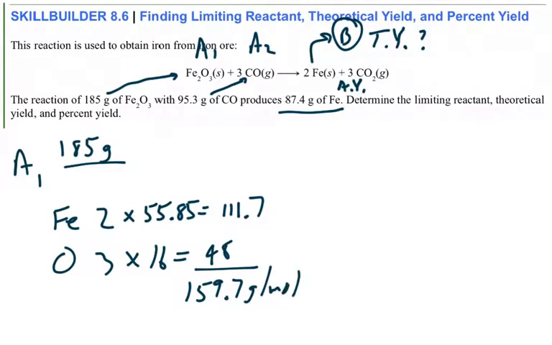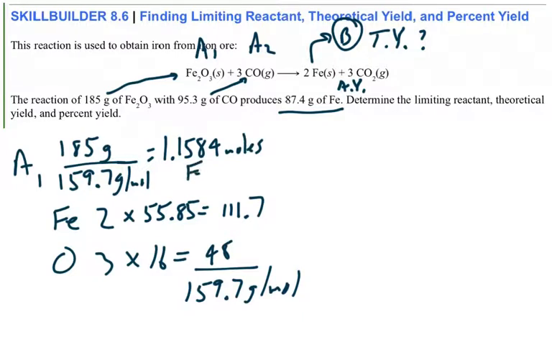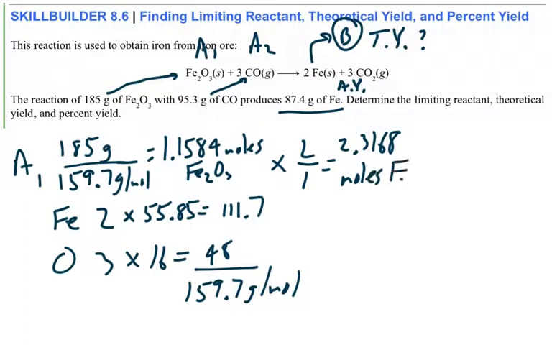So we're going to get the grams of Fe2O3 divided by 159.7, and our objective is to change that to moles. We get 1.1584, and that's moles of Fe2O3. Now that we're in moles, the mole ratio between B and A1 is 2/1. So we're going to end up just multiplying by 2, and you get 2.3168, and that's moles of Fe.